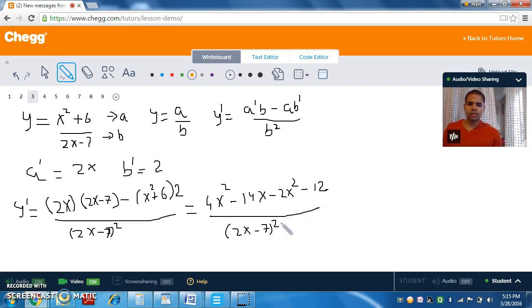We're basically done with this question already, but I'm just simplifying this a little more, because as you can see here, 4x squared and 2x squared can combine to become 2x squared minus 14x minus 12, and this is divided by 2x minus 7 squared.